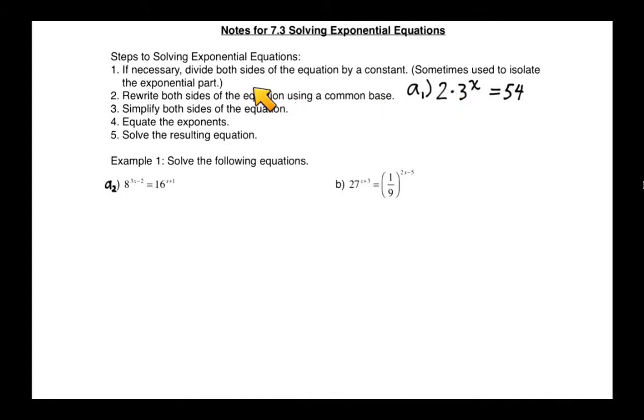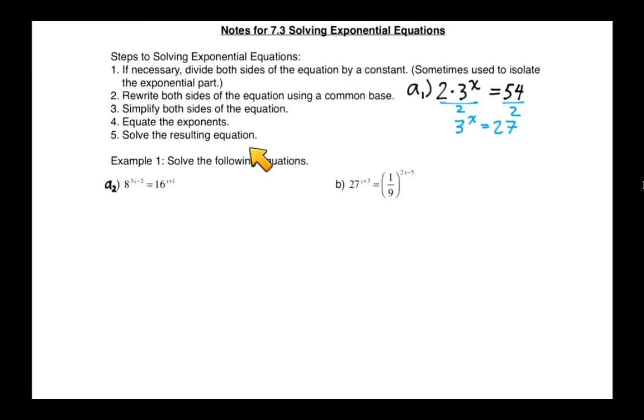So sometimes you want to take a first step of dividing both sides of the equation by a constant in order to isolate that exponential part. So I'm going to do that right now. Divide both sides of this first equation by 2. It gives me 3 to the x equals 27.